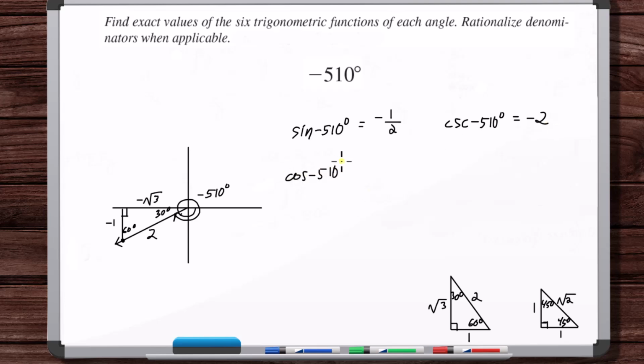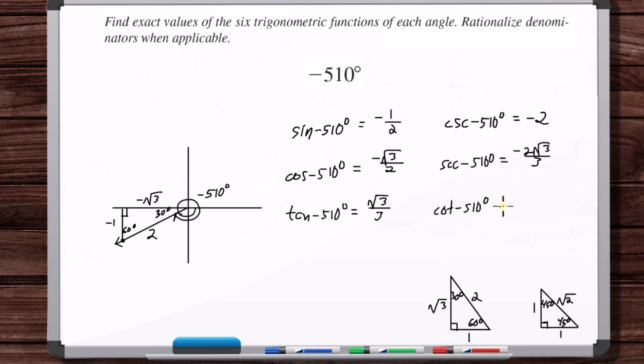Cosine minus 510 is adjacent over hypotenuse, so minus root 3 over 2. Secant minus 510 is minus 2 over root 3, so that's going to be minus 2 root 3 over 3. Okay, tangent minus 510 is opposite over adjacent, that's 1 over root 3, that's root 3 over 3. Cotangent minus 510 is adjacent over opposite, so just positive root 3.